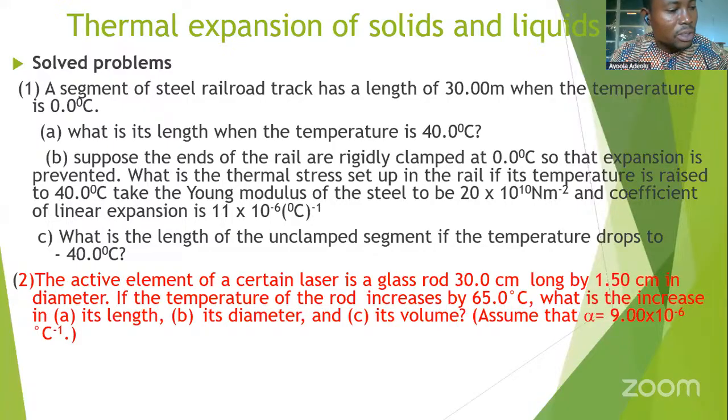Somebody was calling me. I needed to cut him off. So to get diameter, you need to go from area before you can get your diameter. So I can get change in area. Delta A is equal to A_i, that's initial area, times beta, the coefficient of area expansion, times delta T. If I can get change in the area, I can get a final area.